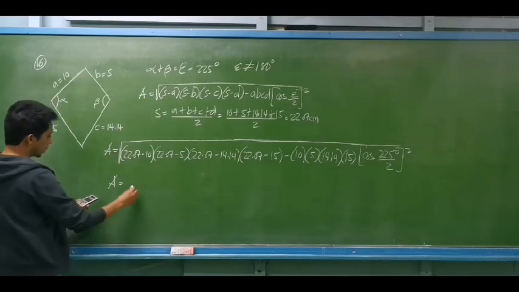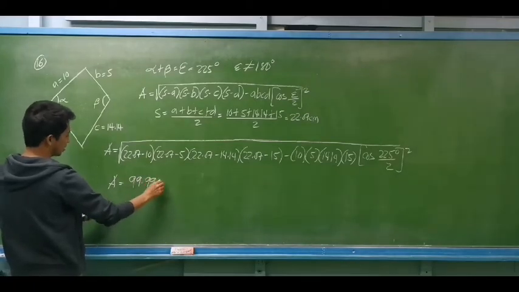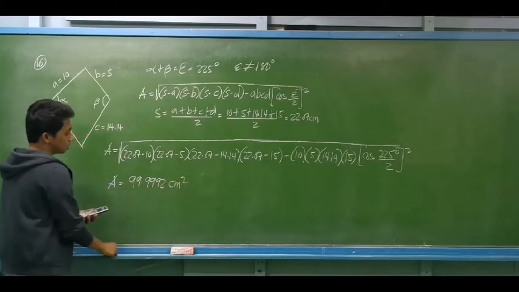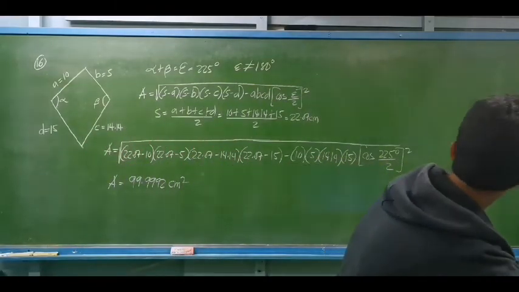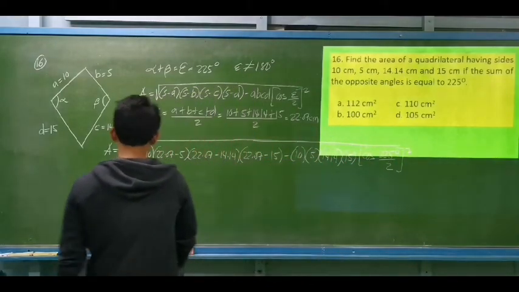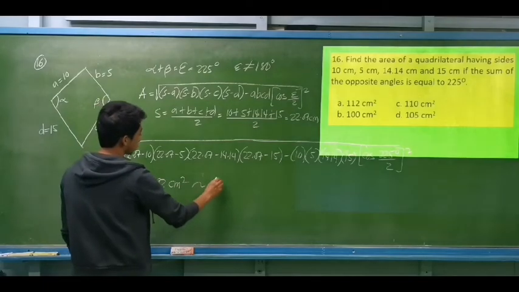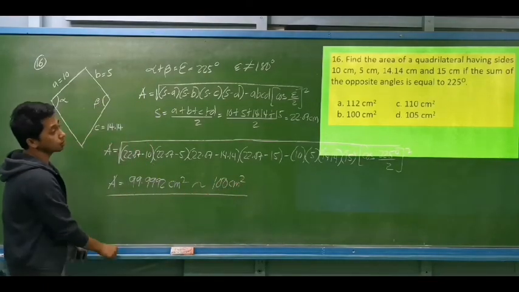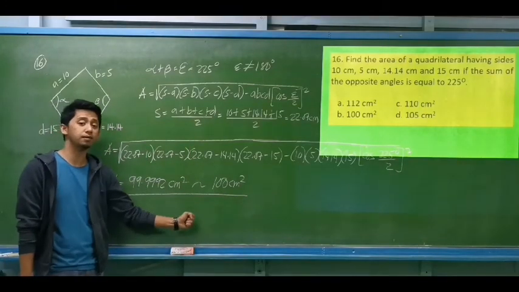Okay, so yung lumabas dito sa calculator is 99.992 square centimeters. So, if you have to check the choices, 99.992 square centimeters, so this is approximately 100 square centimeters. So, ang sagot natin dito is letter B. Lumabas na rin ito sa board exam nung unang tanong.